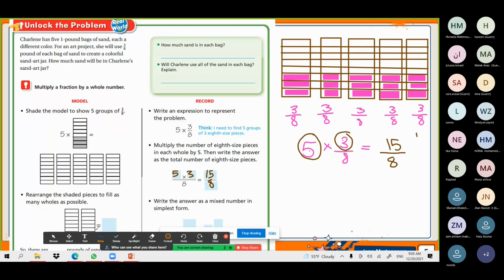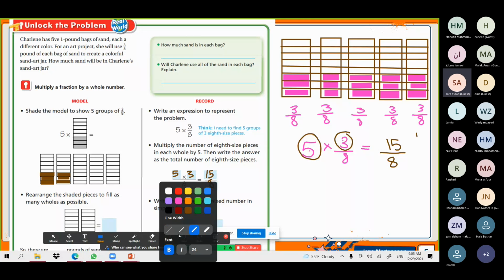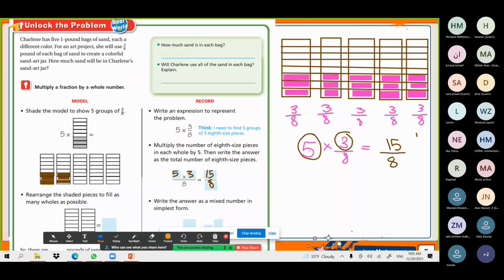And here in this place, you have to color and take 3 out of 8. Is it clear? Yeah. So now she will take 3. They told me that she's going to take 3 out of 8 from them.